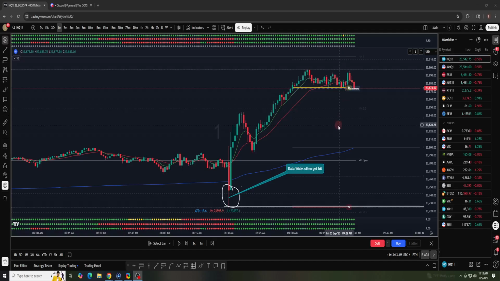I just want to do a very quick video on basically how the dots worked today, how they kept you out of chop and then led you in the right direction with a proper draw on liquidity.